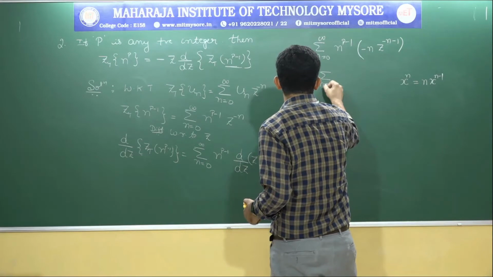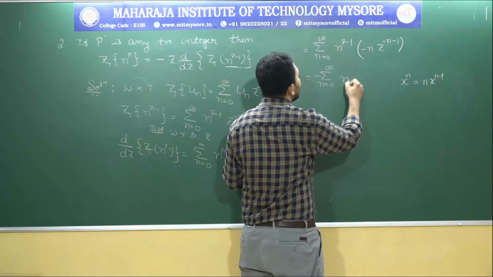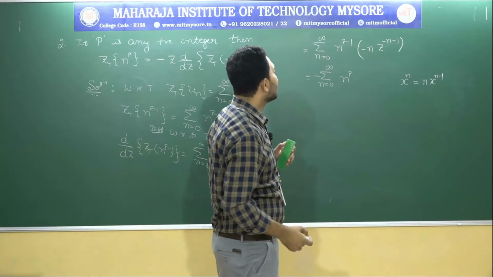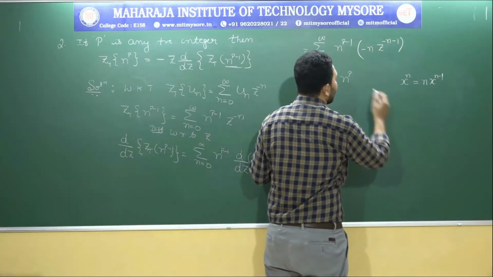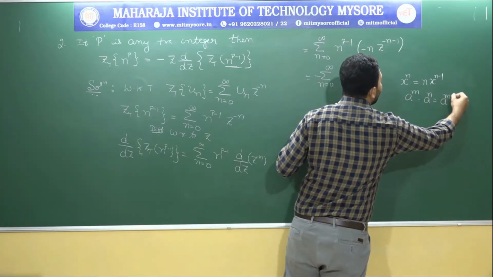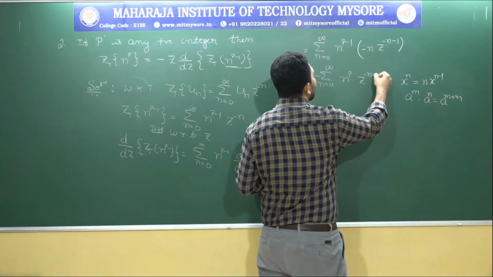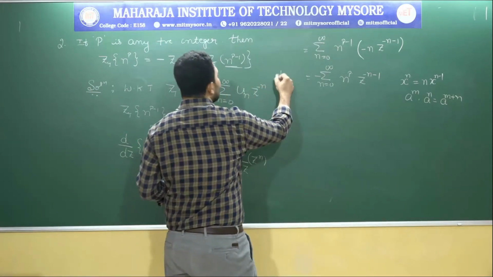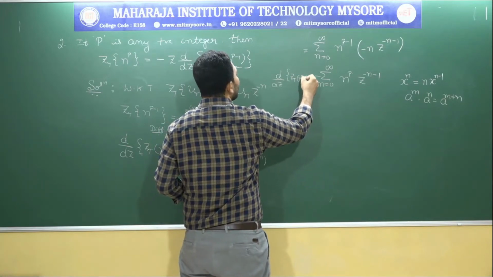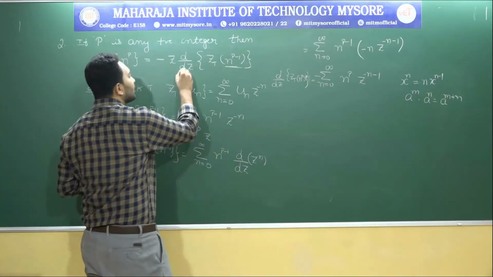We'll get summation n equals 0 to infinity minus, I will take outside, n power p minus 1 into n power 1, which is n power p. This is because of the law of indices, that is a power m into a power n equals a power m plus n, and we'll remain with z power minus n minus 1. So this is the d by dz of z transformation of n power p minus 1. Here this part is completed.